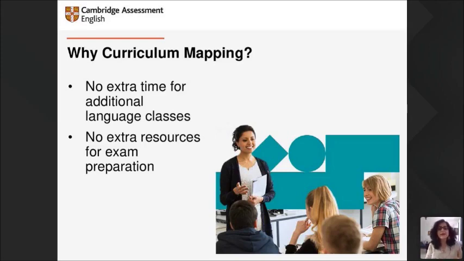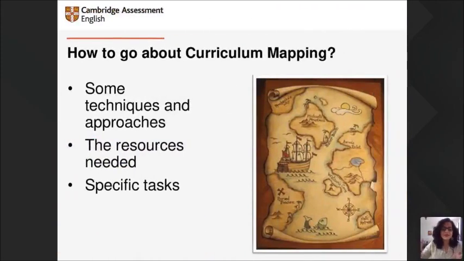And secondly, the teachers do not have to invest time in developing any extra resources for exam preparation, because most of it can be handled through the course book. So these are the two basic reasons behind today's webinar and why curriculum mapping becomes so important.